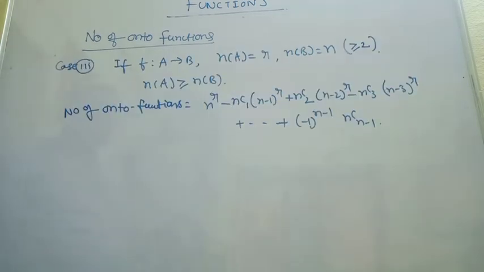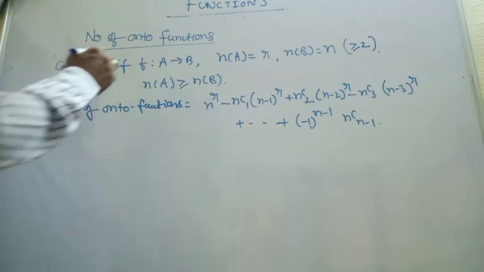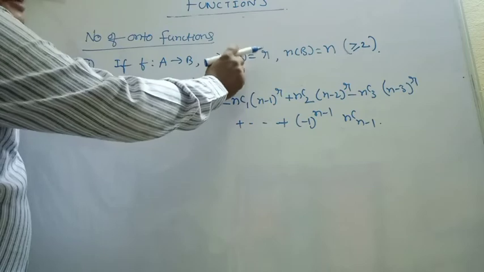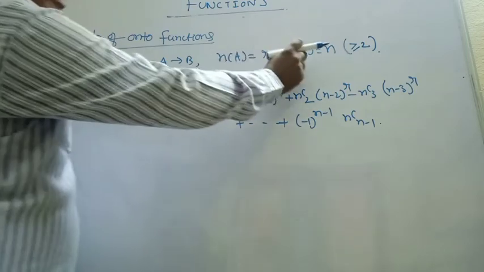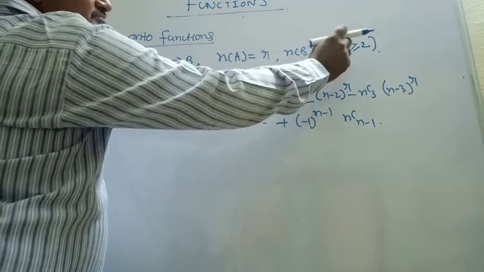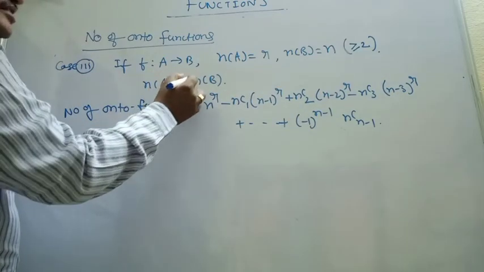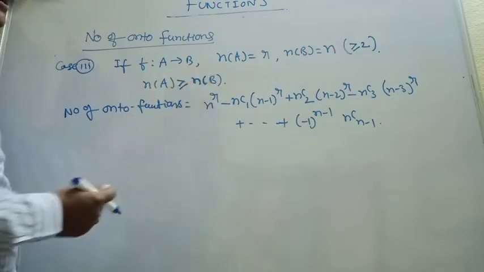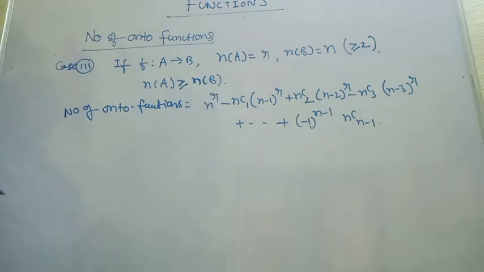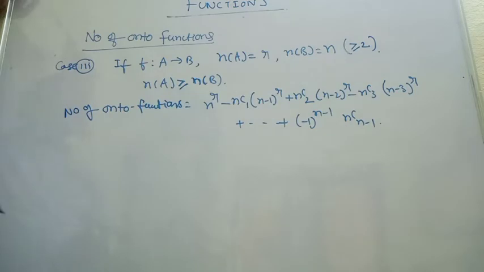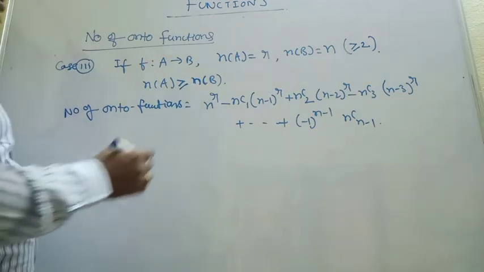Now we have the third generalized case, which is very important. If f is a function from A to B, n(A), the domain, is having r elements, n(B), the codomain, is having n elements, where n should be greater than or equal to 2, and the condition here is n(A) should be greater than or equal to n(B). We answered n(A) less than n(B), we answered n(A) equal to n(B), and this is now n(A) greater than or equal to n(B). Then the number of onto functions is n^r.